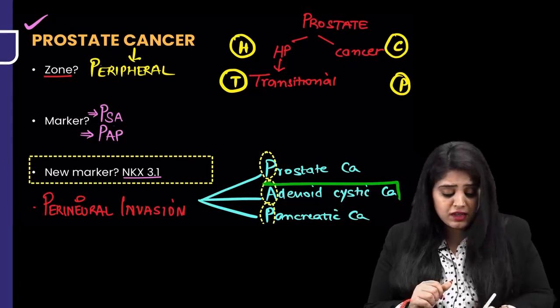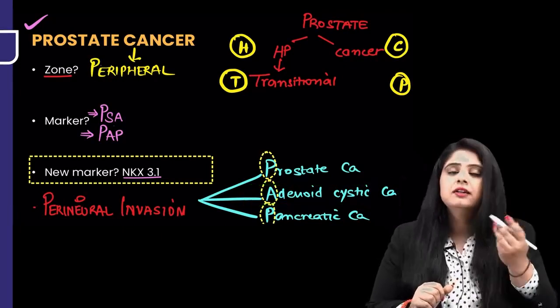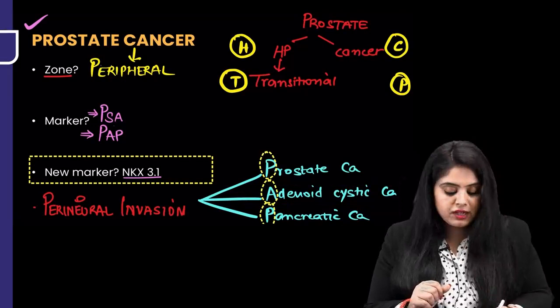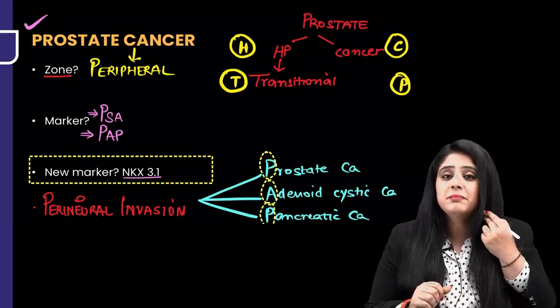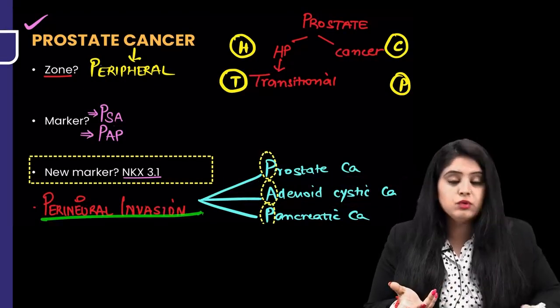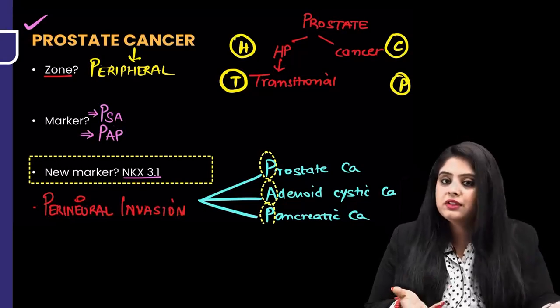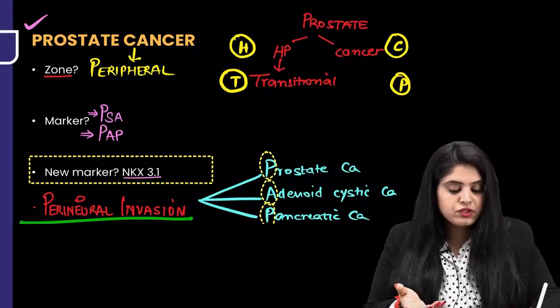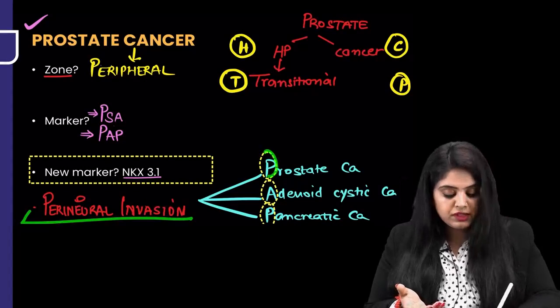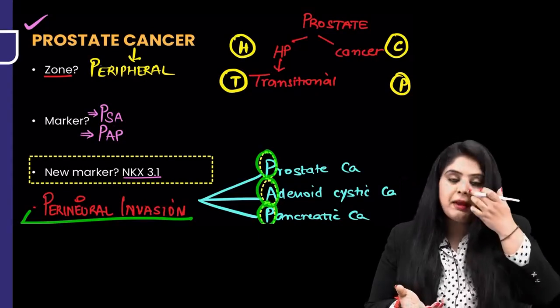Especially adenoid cystic carcinoma, where? Salivary gland. The most famous question about adenoid cystic carcinoma in the salivary gland is that it's very painful. Why is it painful? Because it goes into the nerves. Anything going to the nerve will be painful. So what are the tumors that show perineural invasion? Prostate cancer, adenoid cystic and pancreatic cancer.